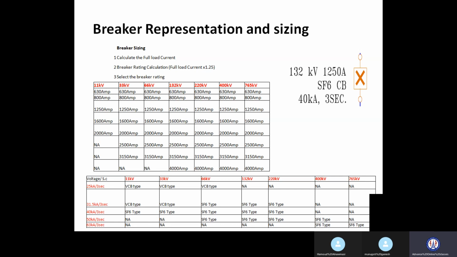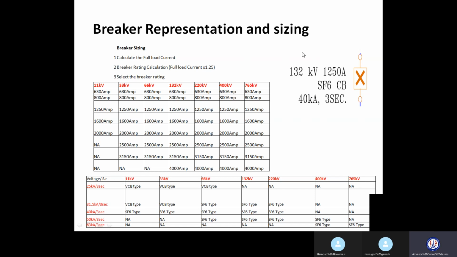So this is your breaker symbol, and on the left side we represent the details of a breaker. What details of a breaker do we represent? First, the voltage rating of the breaker. Second, the current rating of the breaker. Third, the type of breaker, and fourth, the current breaking capacity of the breaker. So four details: voltage rating, current rating, type of breaker, and breaking capacity of the breaker.